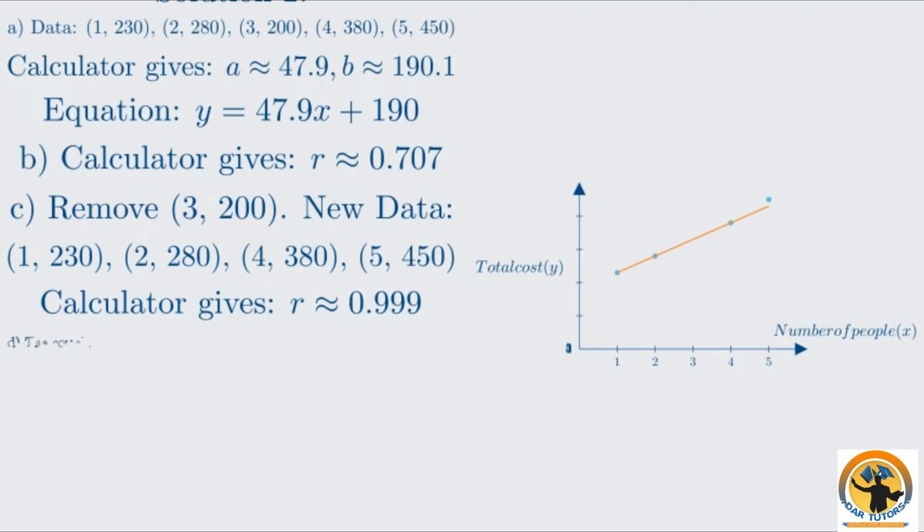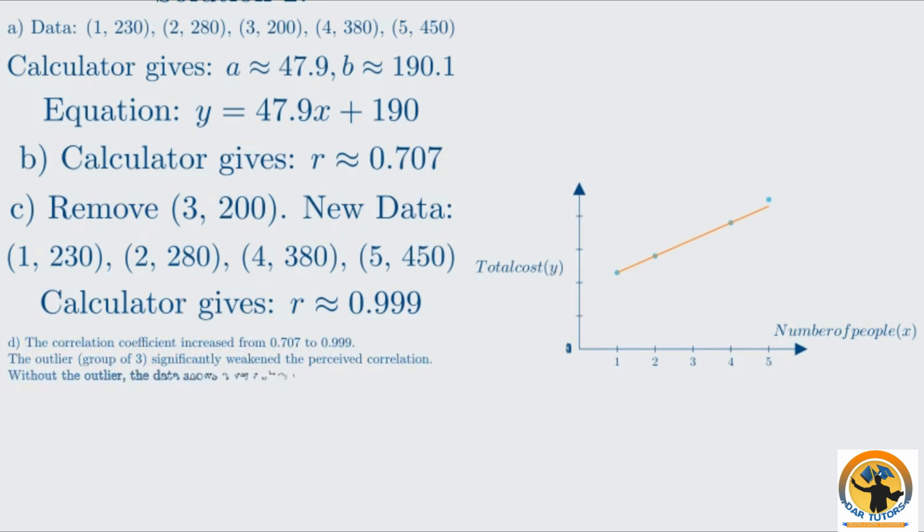For part D, we comment on the effect. Removing the outlier increased the correlation coefficient from 0.707 to 0.9999. This indicates that the outlier significantly weakened the perceived linear relationship between group size and cost. Without it, the correlation is nearly perfect.